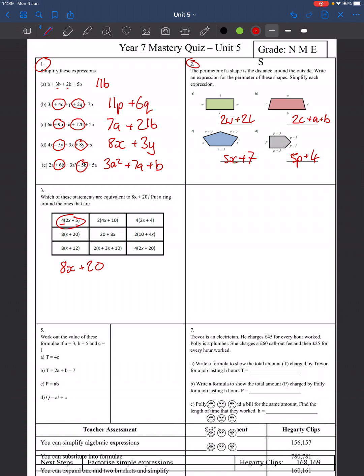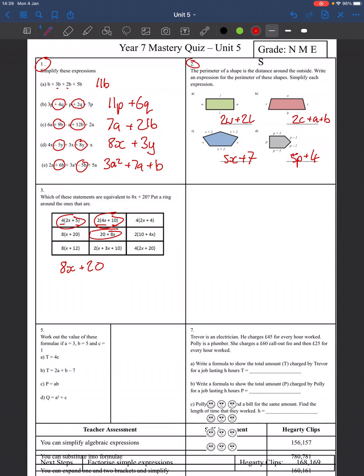2 times 4x is 8x, and 2 times 10 is 20. So actually, there's another one. 20 plus 8x. Well, that is equivalent. Even though the terms are reordered, it is still the same expression. So that's one of them.